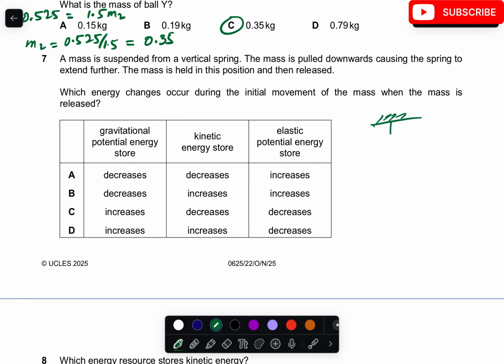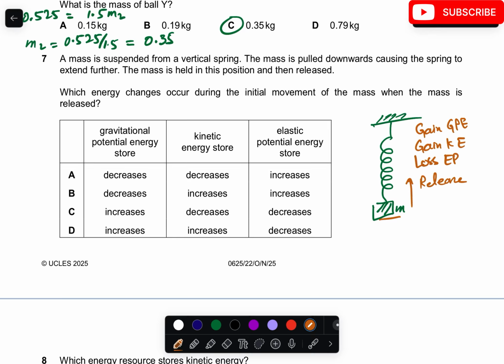Okay, so let's suppose this is the spring and there is some mass and you are going to release it. When you release, it will move upward. So when it moves up, it will gain gravitational potential energy. And when it moves, it will speed up, right? So it will gain kinetic energy, and when you release, the stretch in the spring will decrease, so it will lose elastic potential energy. Okay, so it's option D that is correct.